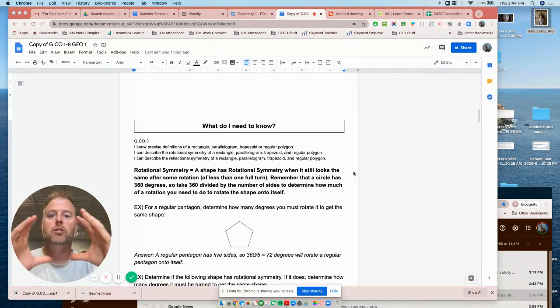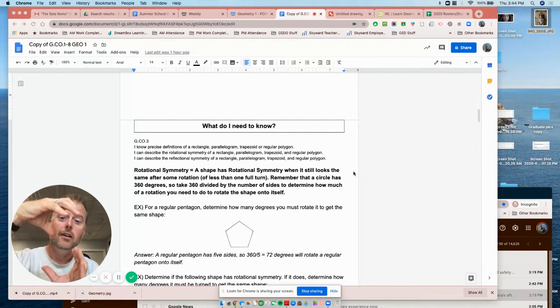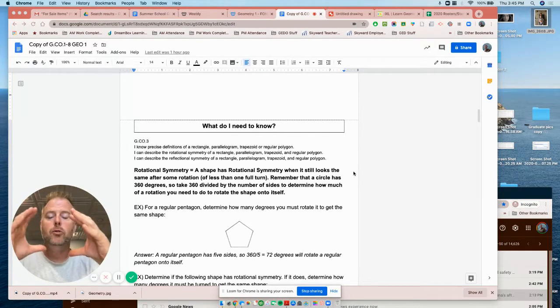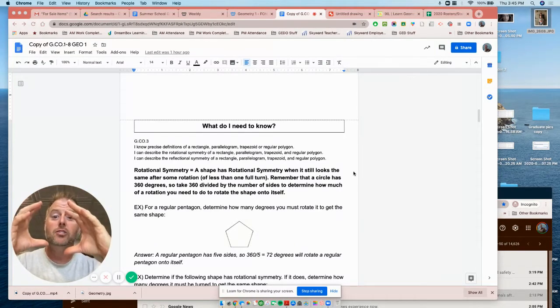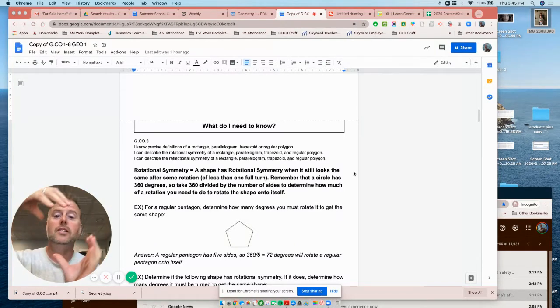Rotational symmetry is when you take an object and you rotate it. And when you rotate it, you're getting the same image again. So, for example, in a square, if you were to rotate it 90 degrees or 1/4 of a turn, you would get the same square. If you took a pentagon, since it has 5 sides, 360 degrees would go all the way around. If you divide by 5, that's 72. Every 72 degrees, you would get the same pentagon again. That would be rotational symmetry.